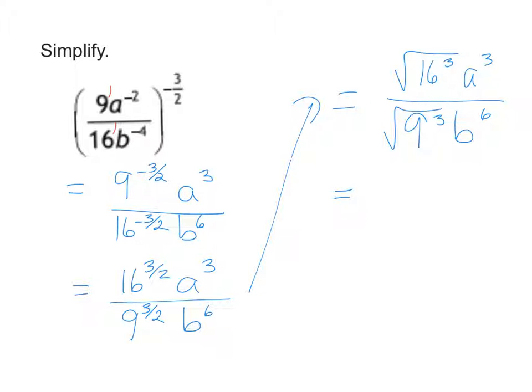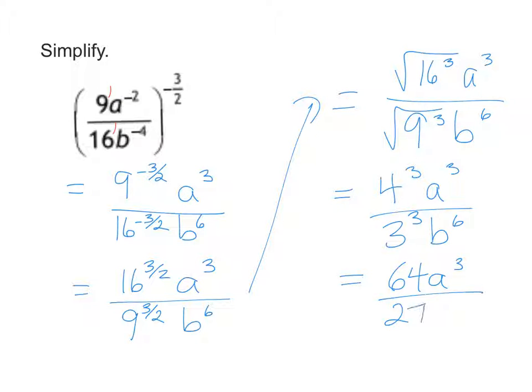So again, I'm going to do the radical part first. Square root of 16 is 4 cubed. And then the square root of 9 is 3, and we'll do 3 cubed. So 4 cubed is 64. And 3 cubed is 27. And there's the final answer.